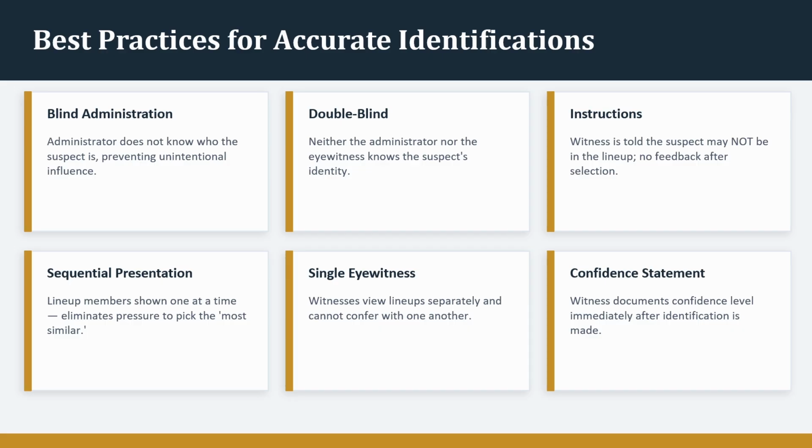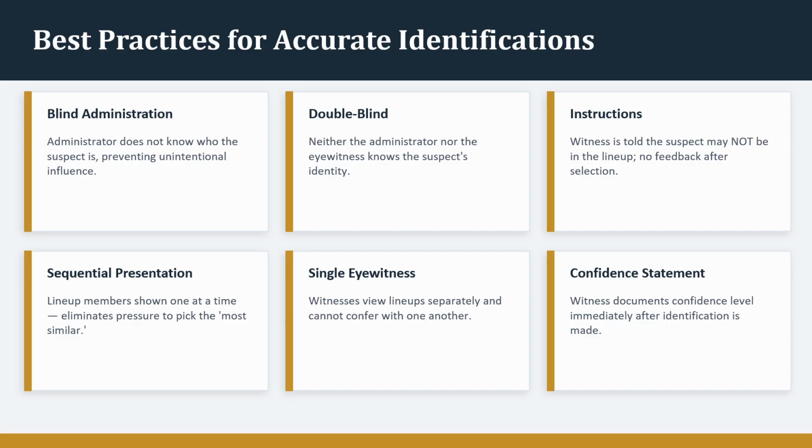Third is proper instructions. Before the identification procedure begins, the witness should be told explicitly that the suspect may or may not be present in the lineup, and that the investigation will continue regardless of whether an identification is made. This removes the pressure a witness may feel to pick someone, which research shows is a significant driver of false identifications. Witnesses who are not told that the suspect might be absent often assume the police wouldn't be showing them a lineup unless they already had the right person.